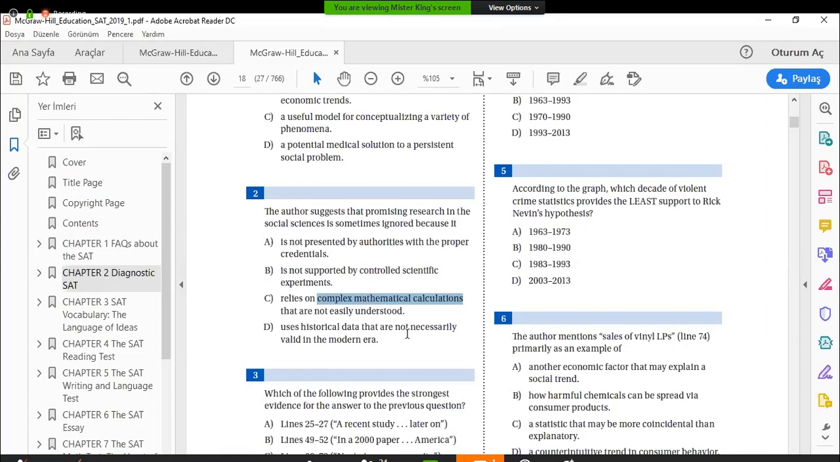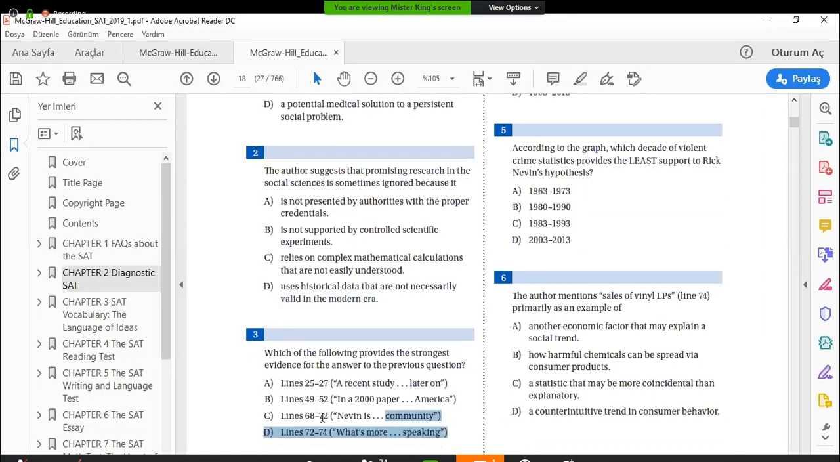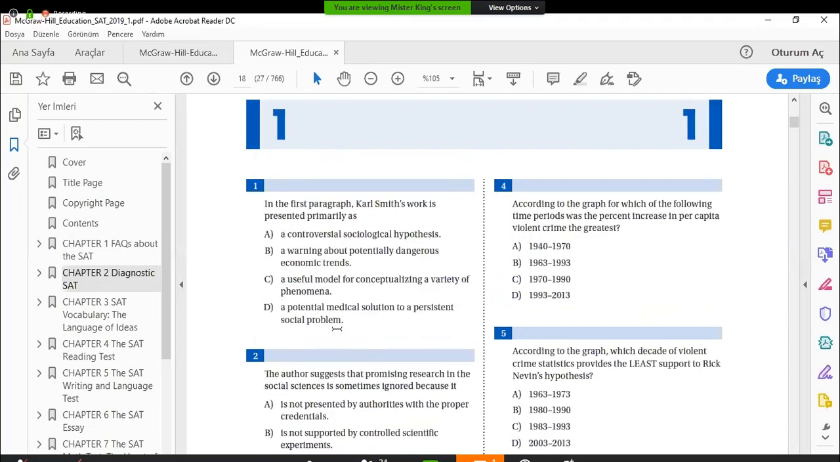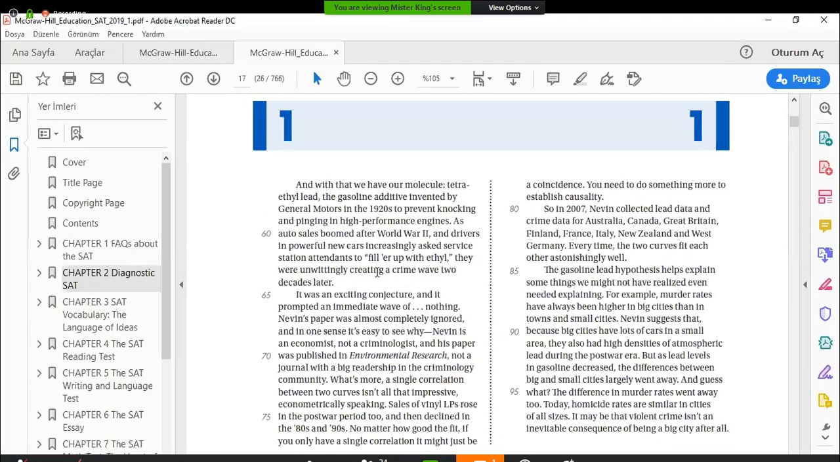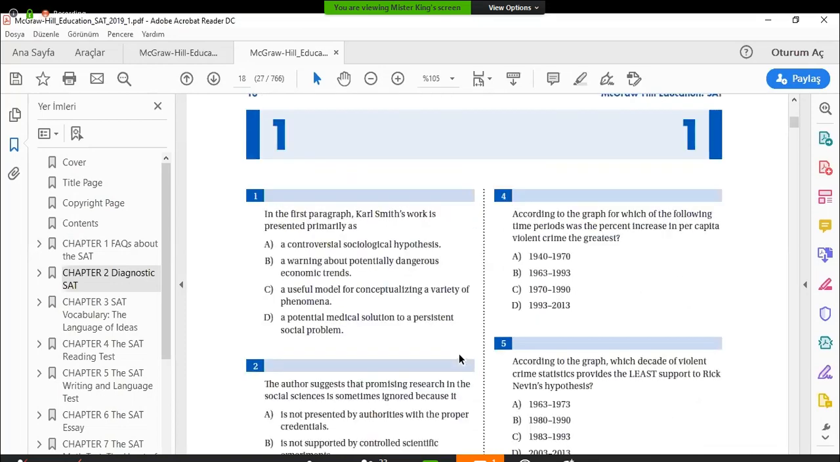And how about the other options, Behram? Option B, not supported by controlled scientific experiments. I don't think so. There's no mention of controlled scientific experiments. Relies on complex mathematical calculations that are not easily understood. There's no complex mathematical calculation. And uses historical data that are not necessarily valid in the modern era. Actually, they are valid, sir. Yes, definitely, you're right. It's the opposite.